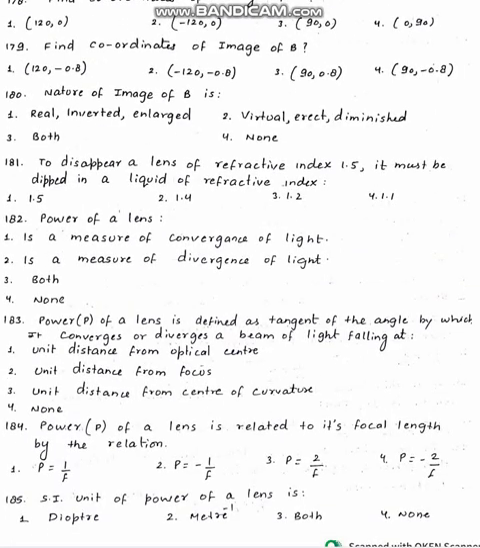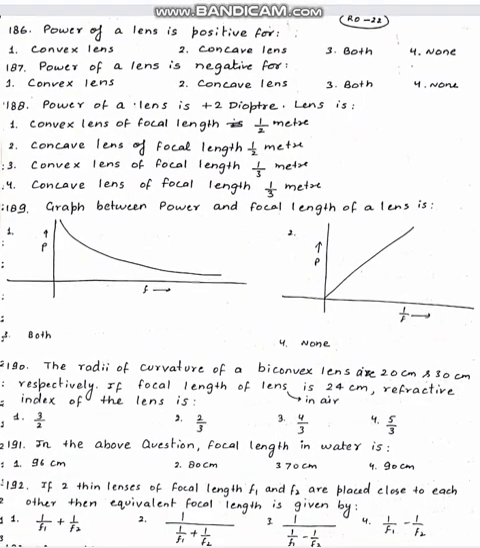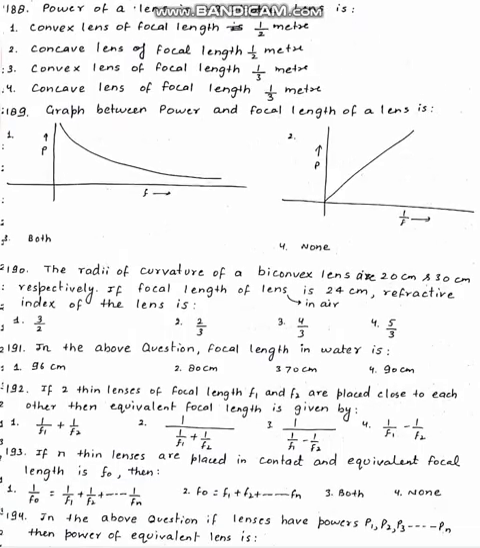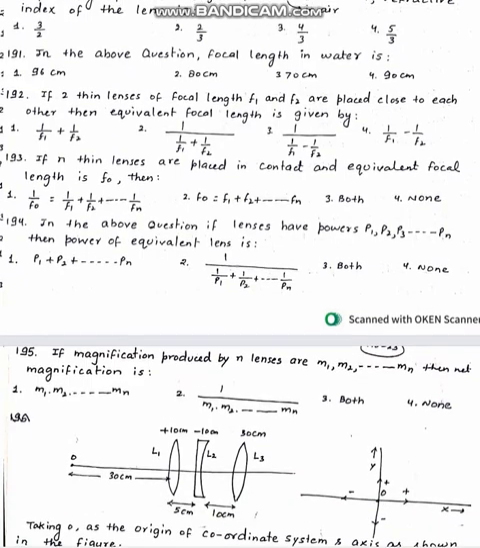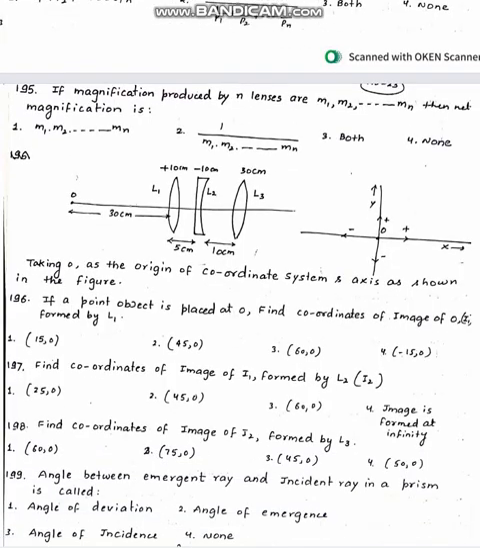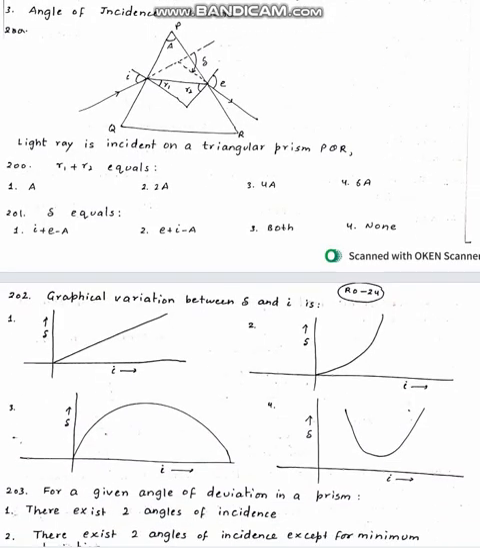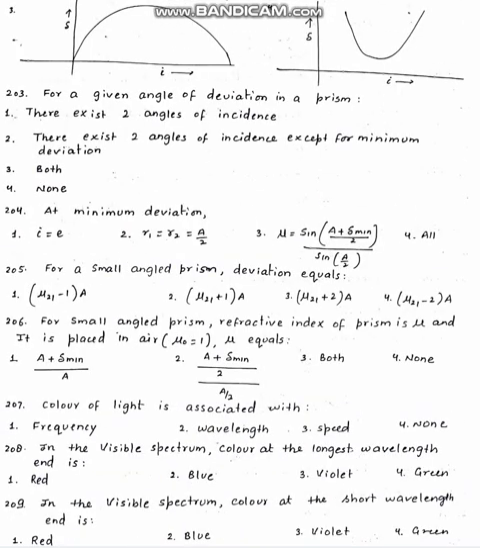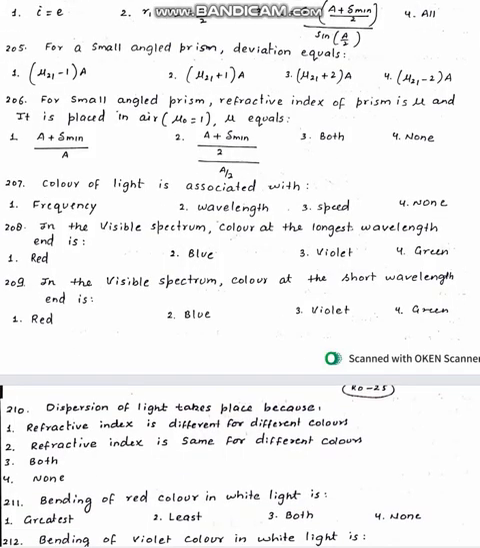Then we have the concept for power of lens, then SI unit, CGS unit, then graphs for power and focal length, radius of curvature, etc. Then we have equivalent focal lengths, equivalent powers, equivalent magnifications, problems on combination of thin lenses, coordinates of image. Then we have prism concept, angle of reflection, angle of deviation, graphical variations between them. Then for minimum conditions, deviation for a small angle prism, refractive index measurements, then dispersion.